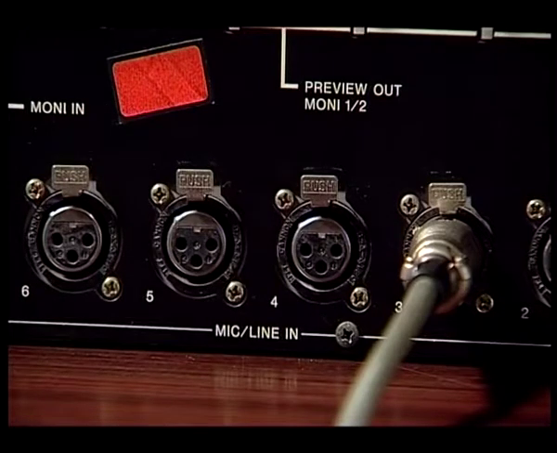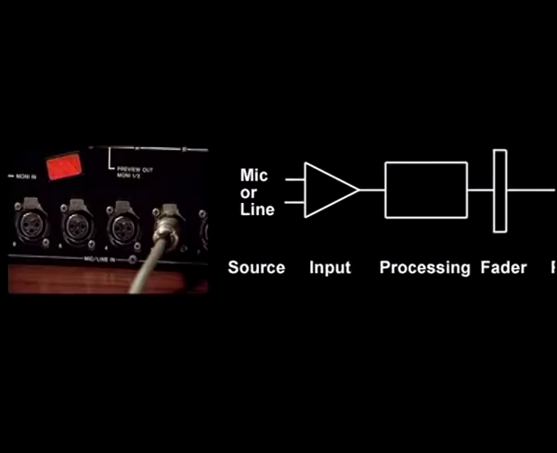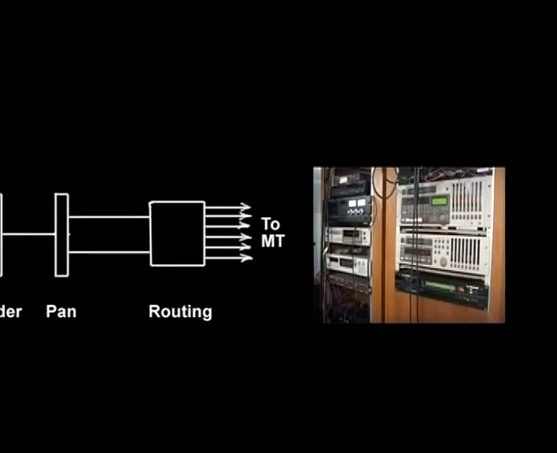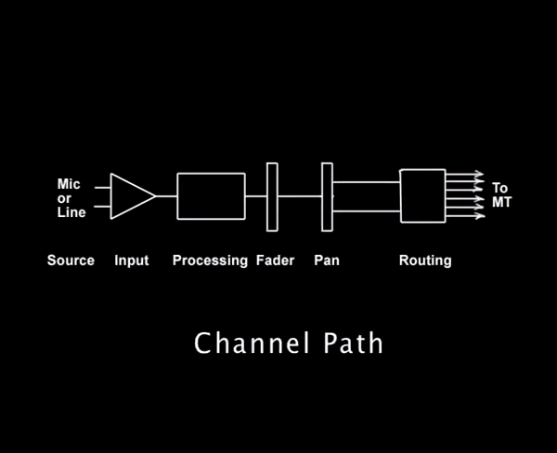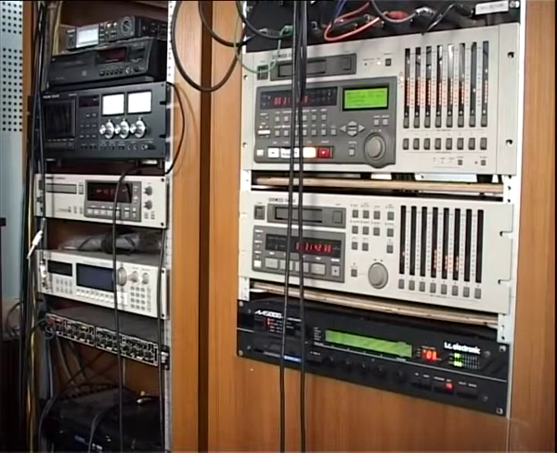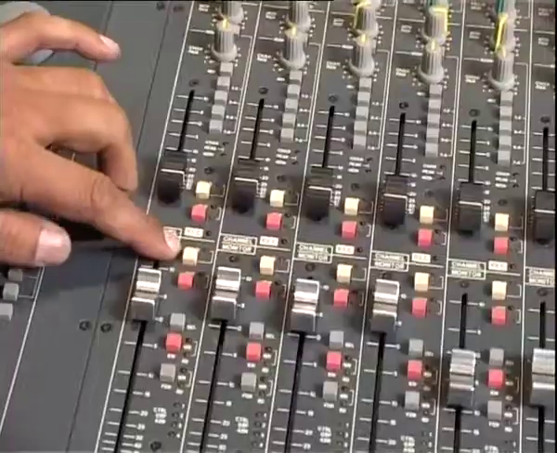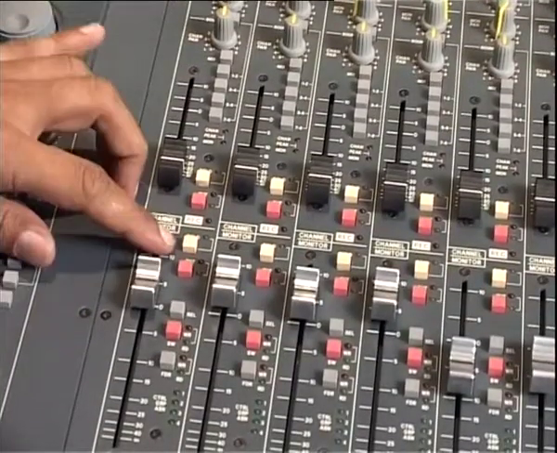So, there are two signal paths. One is from the microphone or the line source to the multi-track tape recorder. This is called the channel path. And the other from the multi-track tape recorder back to the stereo mix. This is called the monitor path.